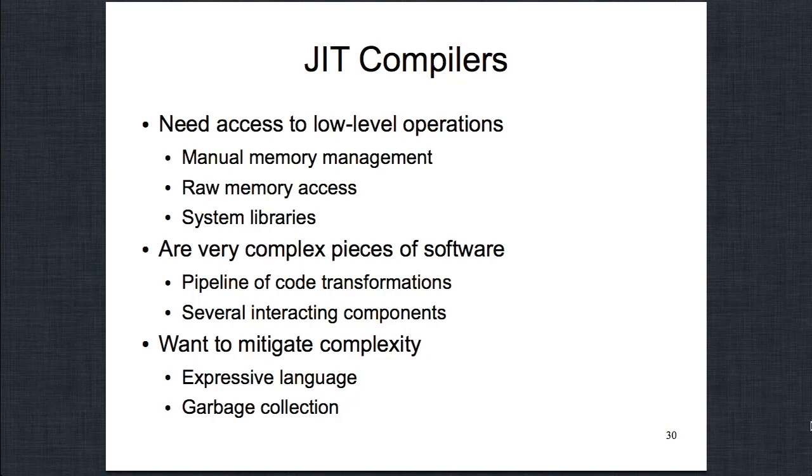You have a pipeline of code transformations. You have several interacting components. If something breaks in one of your code transformations, chances are you're going to notice. I wanted to have a language that would help me mitigate all this complexity that was expressive enough. I also wanted to have garbage collection because managing memory manually during all of those AST and IR transformations is very error-prone.